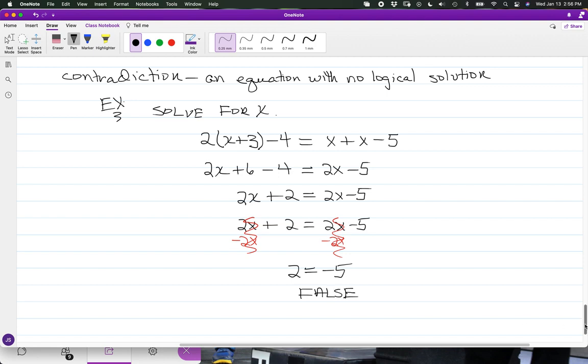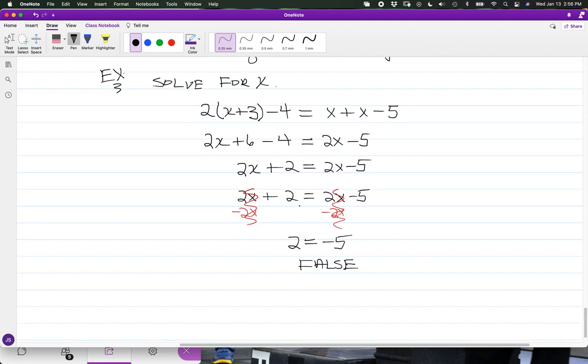And so, since there's nothing in x, positive, negative, or 0, that can make both sides of this equation equal to each other, in effect, we have no solution. And again, this is a case of a contradiction.